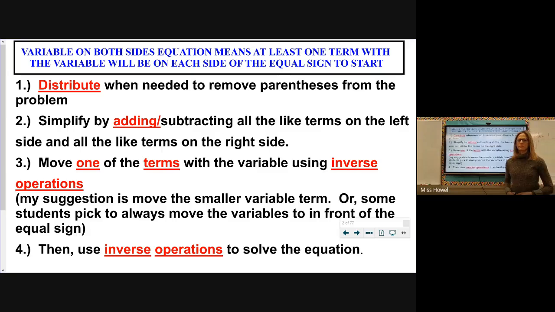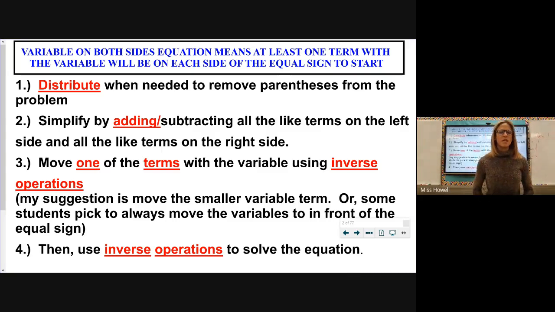Now for these problems where you have a variable on both sides of your equal sign, you still want to start the same exact way that you would start with your multi-step problems. On each side of your equal sign, you want to go through your steps of simplifying. Is there a place where I can distribute or expand using the distributive property? And are there like terms we can combine to simplify? Once you do that, you're going to have a simplified expression on each side of your equation.